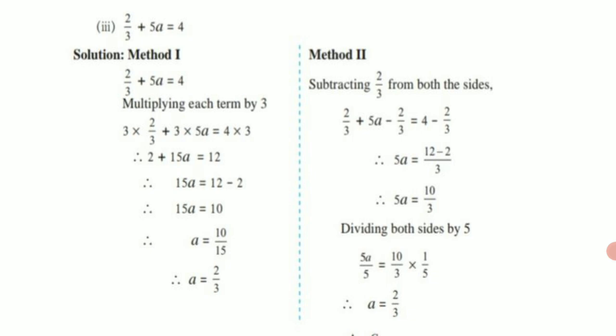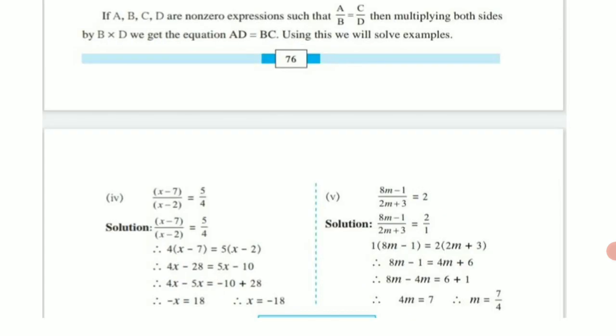Method 2. Subtracting 2 upon 3 from both sides. 2 upon 3 plus 5a minus 2 upon 3 is equal to 4 minus 2 upon 3. 5a is equal to 12 minus 2 upon 3. Therefore, 5a is equal to 10 upon 3. Dividing both sides by 5, 5a upon 5 is equal to 10 upon 3 into 1 upon 5. a is equal to 2 upon 3. These are the two ways to solve the given equation.